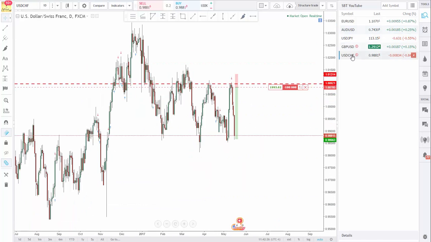As for the recap of the dollar Swiss trade, guys, great trade here. Using only structure-based trading analysis, going out to higher time frames like the daily chart, looking for support and resistance levels, and then picking an entry reason on a lower time frame.